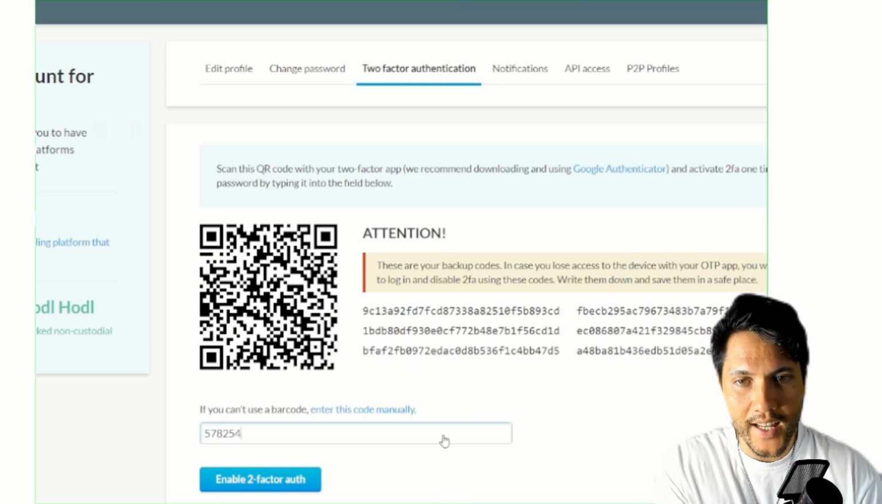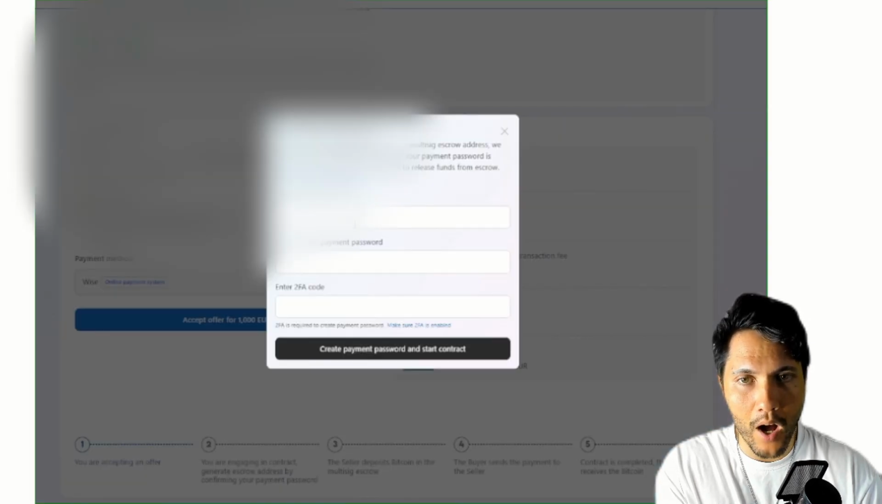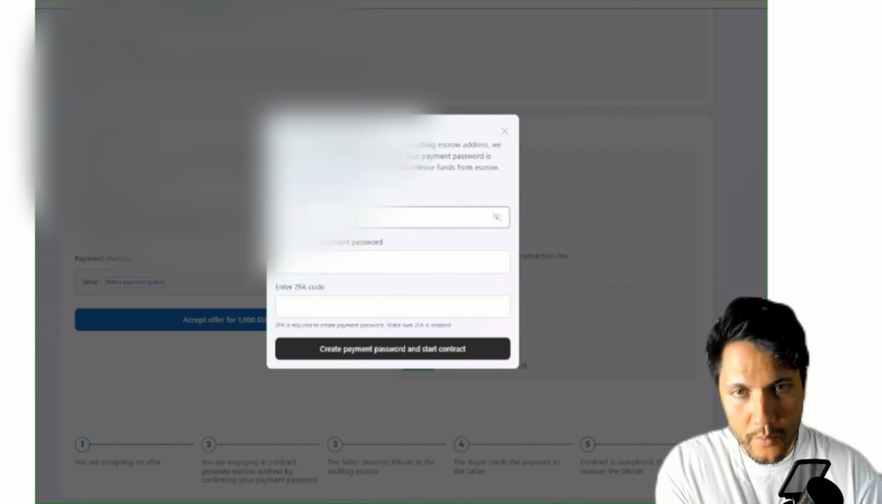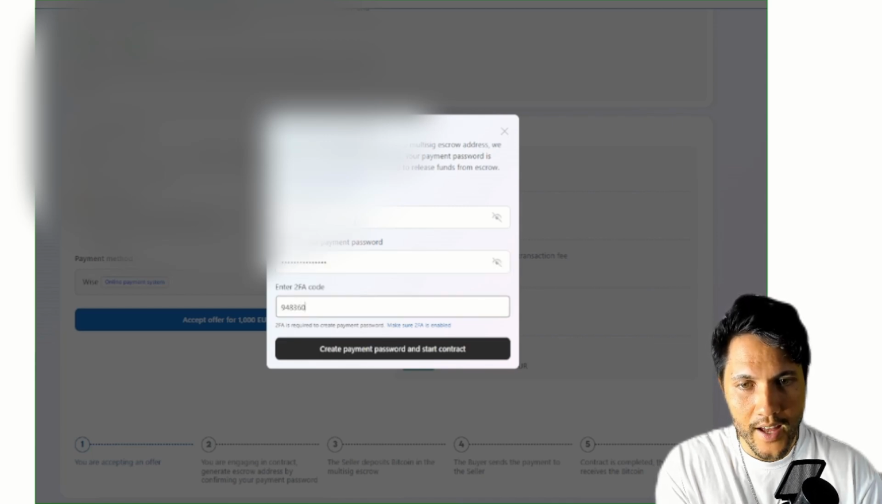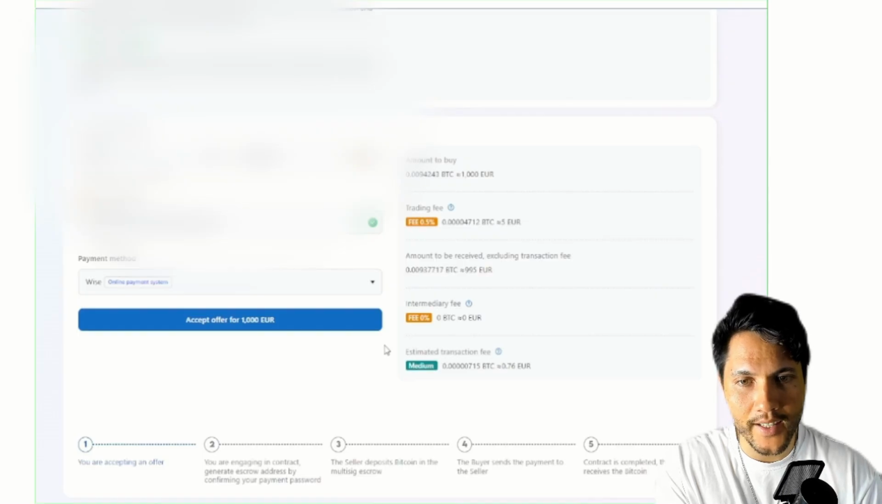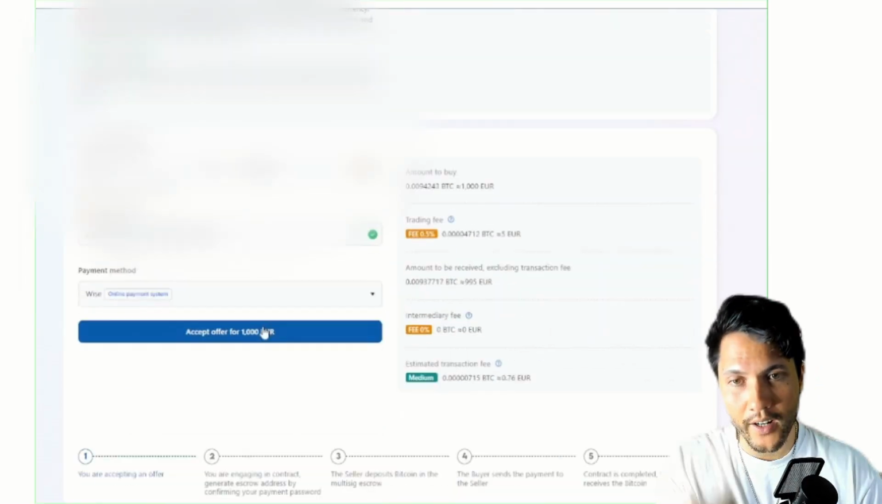I'm just going to put that in, and I'm going to enable two-factor authentication, and that will allow me to then create my trading password. So I'm just going to put my password in, and this is going to be my new password, and then I'm going to put the 2FA in, and I'm just going to skip ahead because it's pretty self-explanatory. And once that's done, I can finally engage in what's called a contract with the trader.